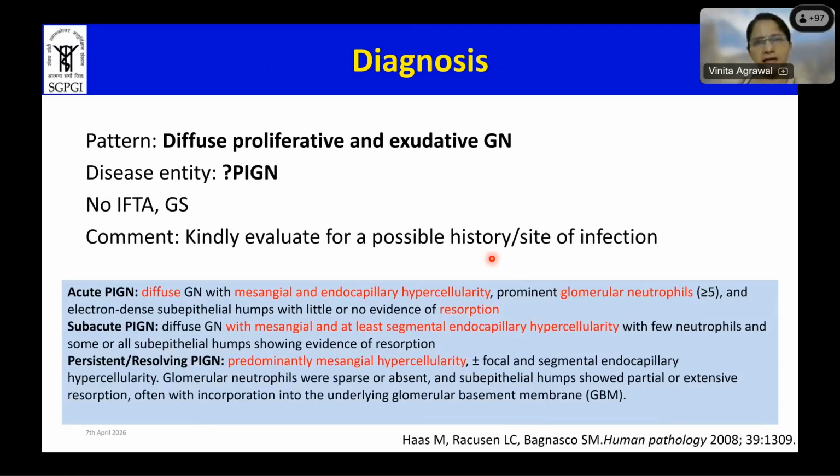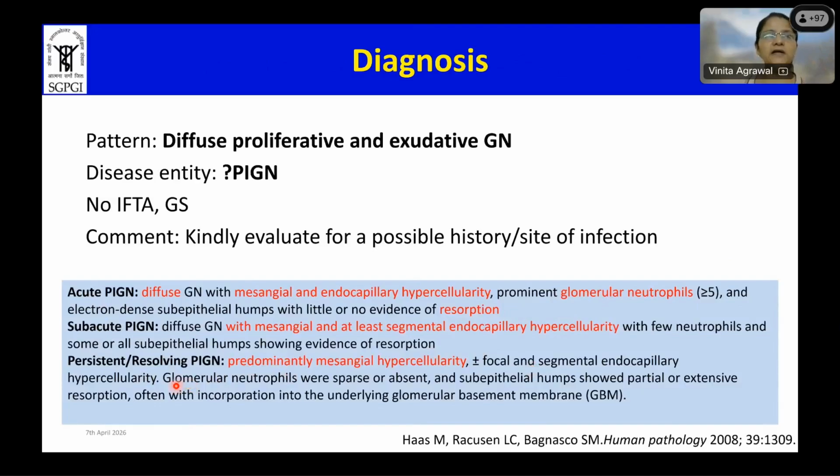Because of the typical history, of course, you will give a possibility of PIGN. And this is just to tell you that there could be an acute PIGN type picture, which we are seeing, which has prominent glomerular neutrophils. It may be subacute, where the neutrophils decrease, but there is endocapillary hypercellularity, or it could be resolving PIGN, which may show just mesangial hypercellularity. As I showed you, mesangial hypercellularity can be seen in resolving PIGN.